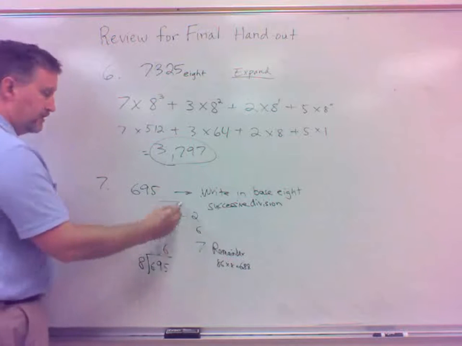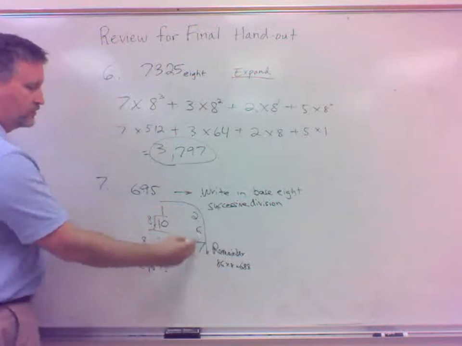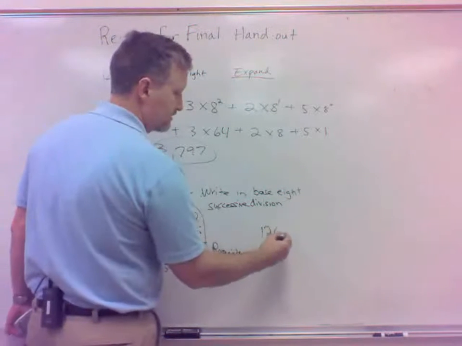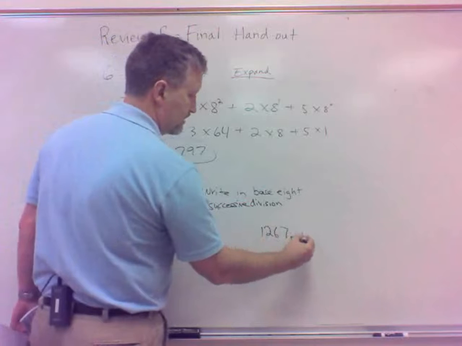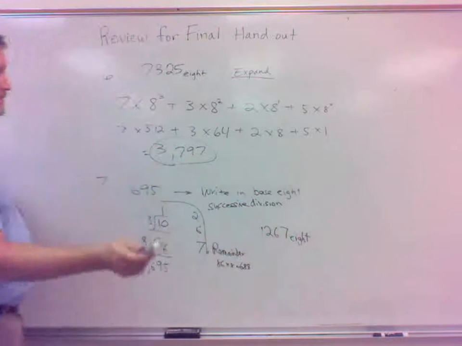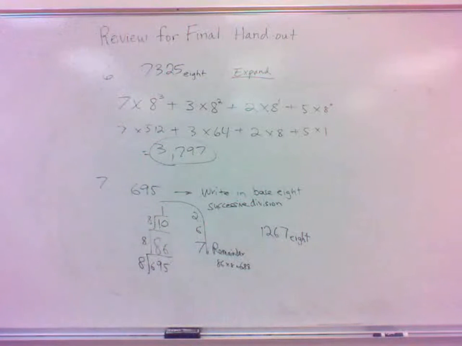Remember the number now? We start here and go around like that. 1, 2, 6, 7. Base 8 is the 695 number in base 8. All good?